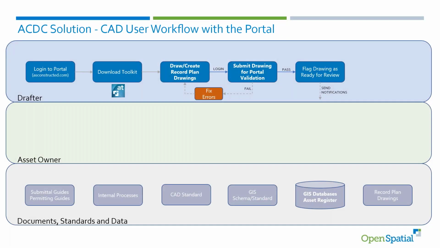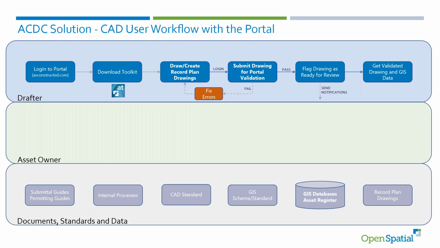Once the drawing has passed validation, the drafter can flag that drawing as being ready for review, which fires off a notification event as configured by the portal administrators or the asset owner. Following a successful validation, the system will also create GIS data in the cloud. It can simply be a shapefile or drawing with object data in it from the portal.